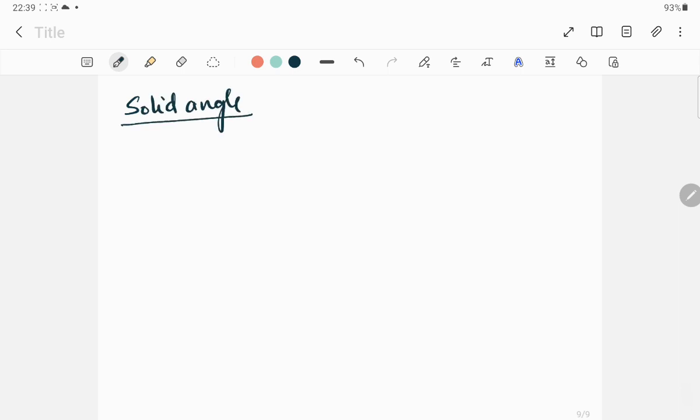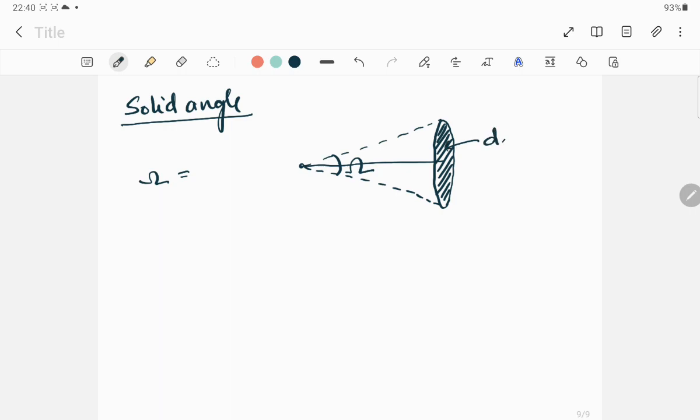Whenever we talk about solid angle, we have two cases. One case is when the area is perpendicular to you. I will not go much into details about the solid angle. If I want to know about this shaded area, the solid angle is denoted by omega. If this is the solid angle omega and this is the area ds, then it will be simply ds by r square, because this is perpendicular.